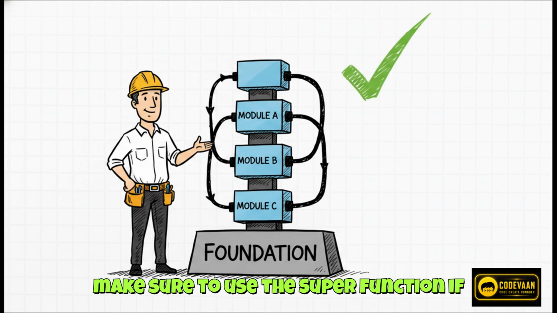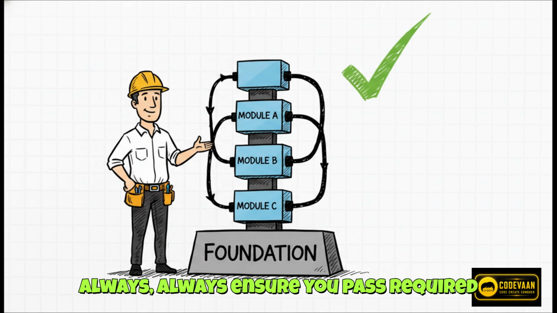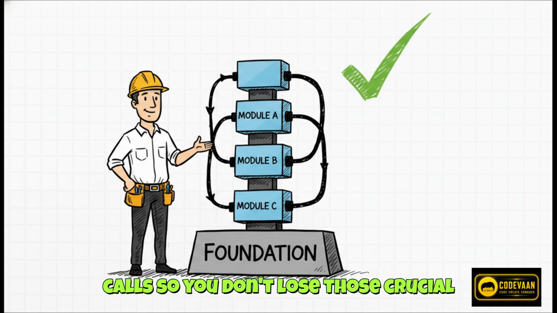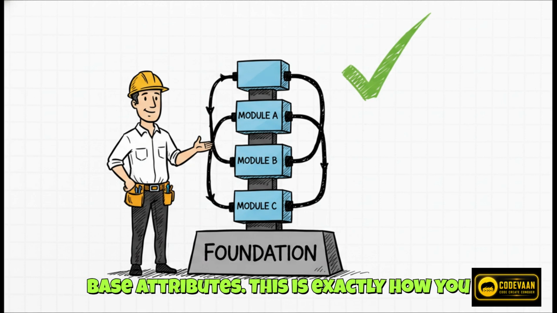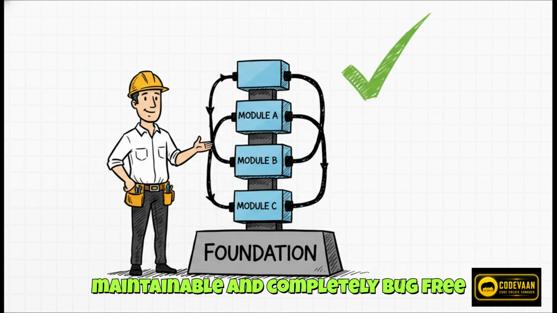Fourth, make sure to use the super function if you want to retain parent logic while adding your own flair. And finally, always ensure you pass required positional arguments to your super.init calls so you don't lose those crucial base attributes. This is exactly how you keep your code reusable, highly maintainable, and completely bug-free.